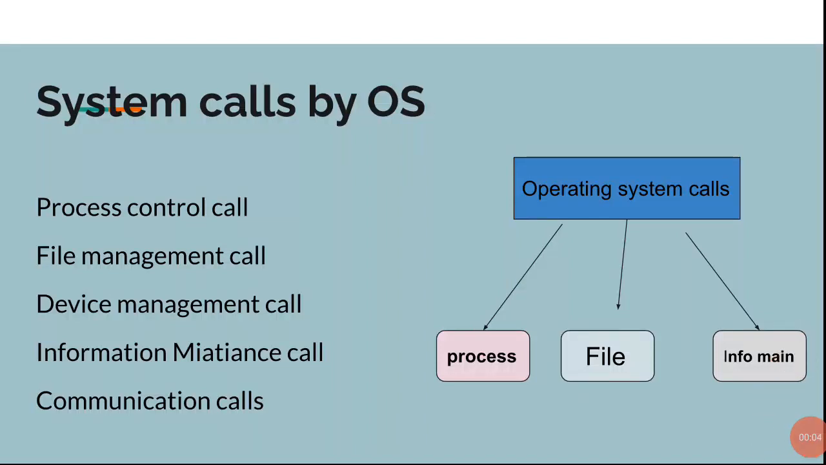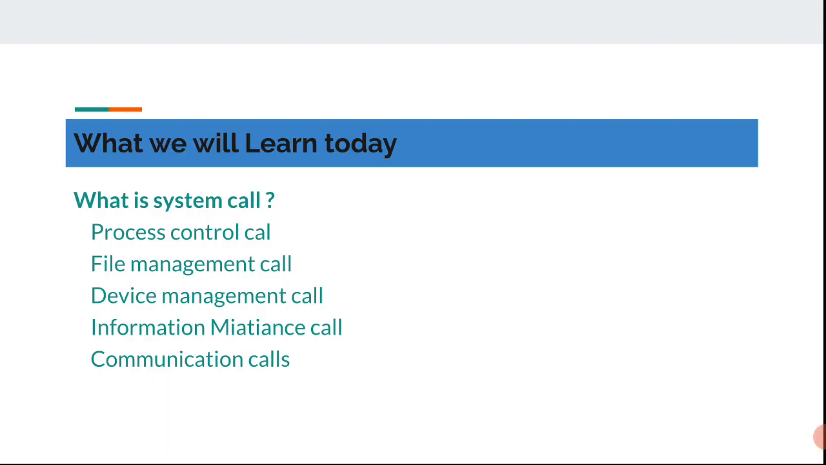In this session, we are going to explore a very important topic in operating systems, which is called the system call by the operating system. The operating system is a very important component of a computer system. It manages the whole hardware and the whole computer system. That is why the operating system calls the different resources, such as how processes perform, how files are managed, and how information is managed. So that is why operating system calls are very important. Let's discuss the different calls.